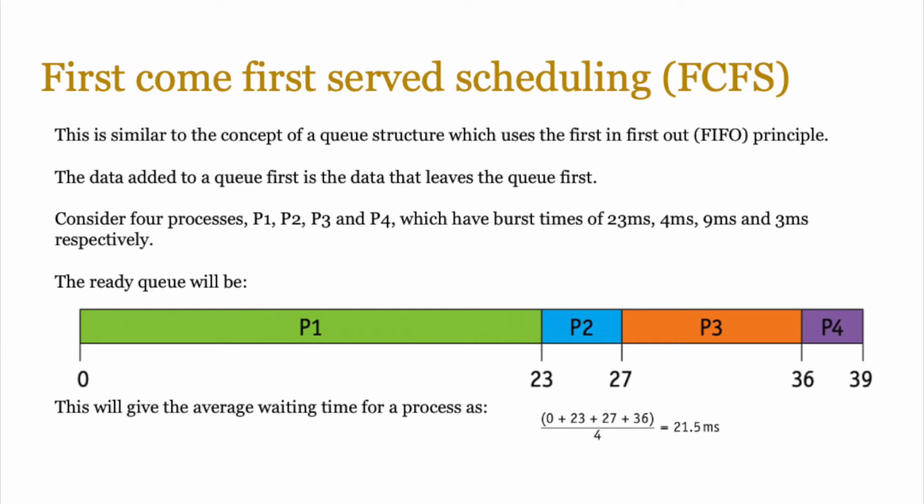But the average waiting time for a process can be calculated by looking at the start time of each one. So P1 begins at 0, P2 begins at 23, P3 at 27, and P4 at 36. So you add all of that up and then divide by 4, which gives you 21.5 milliseconds as the average wait time, which is a long wait time.